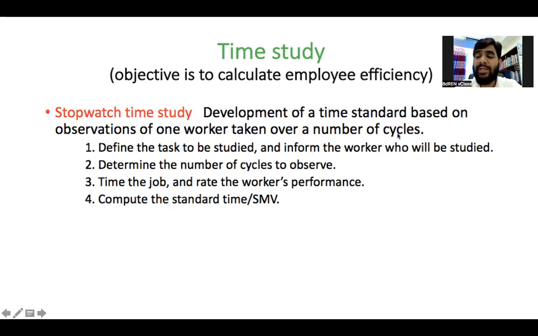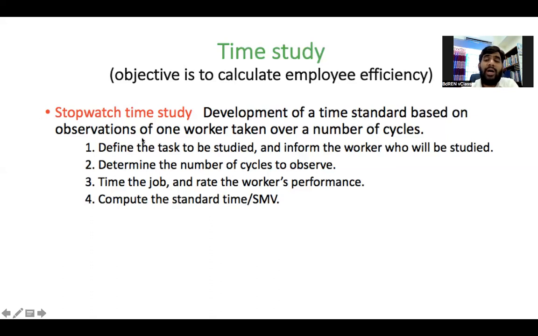So, say for example, in garments production, there are 3 production jobs. Number 1 is cutting, number 2 is sewing, and number 3 is finishing. So you are going to do a time study. For time study, you will check how long it takes for a product to be cut. Based on a number of observations, what is the standard time for cutting?